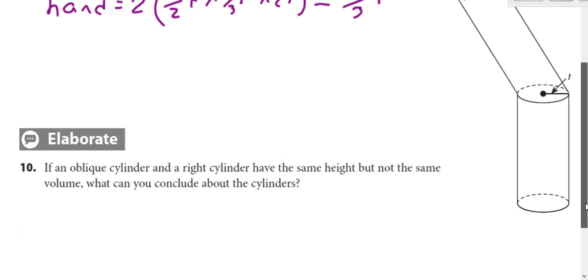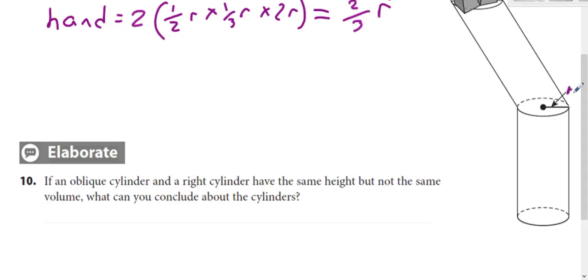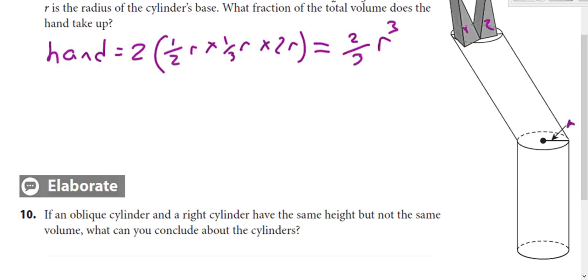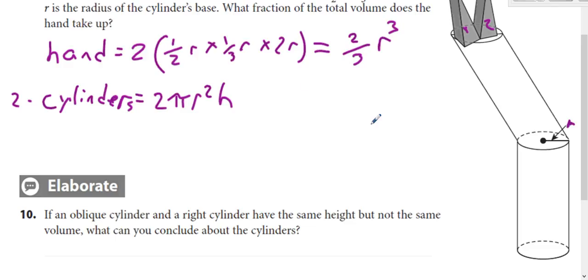So then we need the volume of the cylinder. Let's just say r. So then we need the volume of the cylinder, which would be pi r squared times the height. And there is two of them. So just multiply that by 2. And it said write it as a fraction. Unfortunately, it doesn't simplify a whole lot, but you put the hand over the two cylinders.